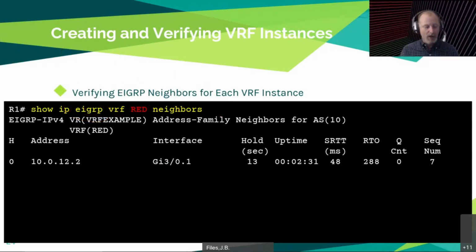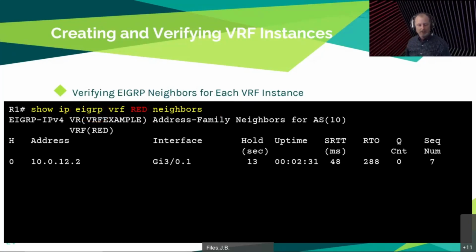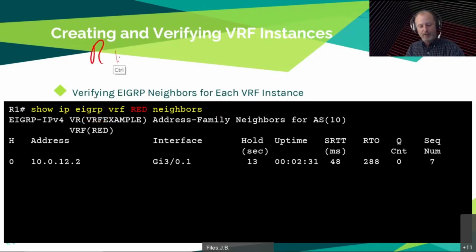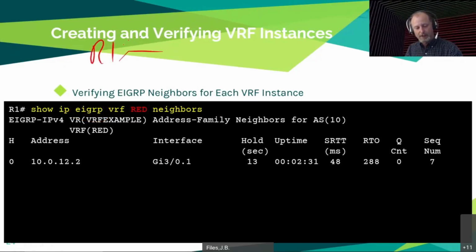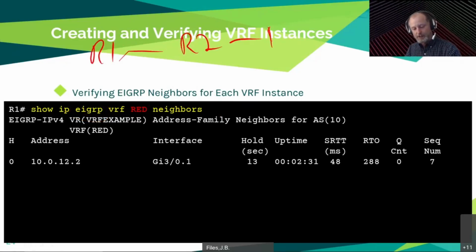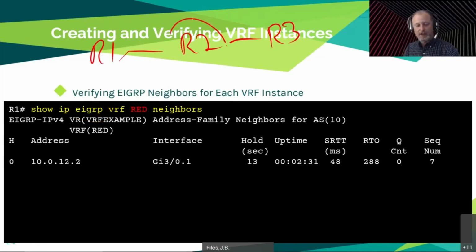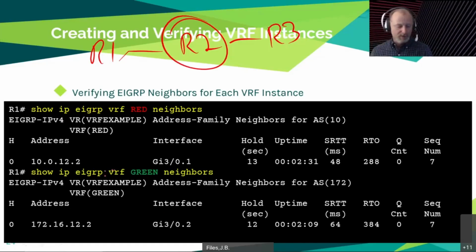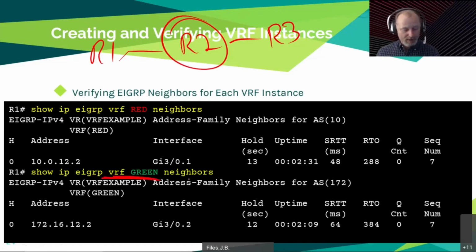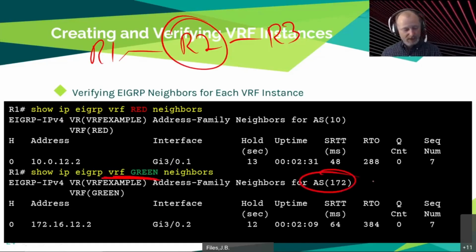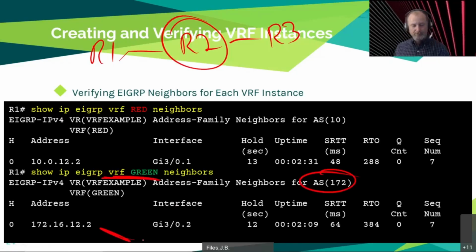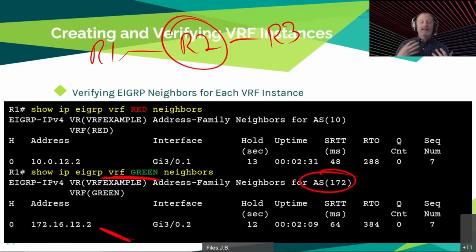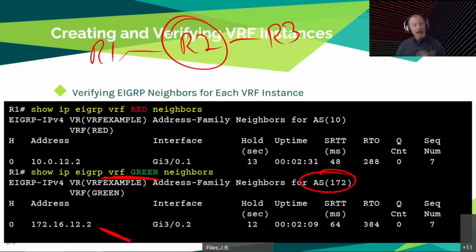All right, so we can see R1 has one neighbor, which makes sense, right? Because the layout is R1, R2, R3. So R2 would have two neighbors, but R1's only going to have one. So we've got the green VRF, autonomous system 172, one neighbor. Okay, so that's VRFs in a nutshell. Any other questions?